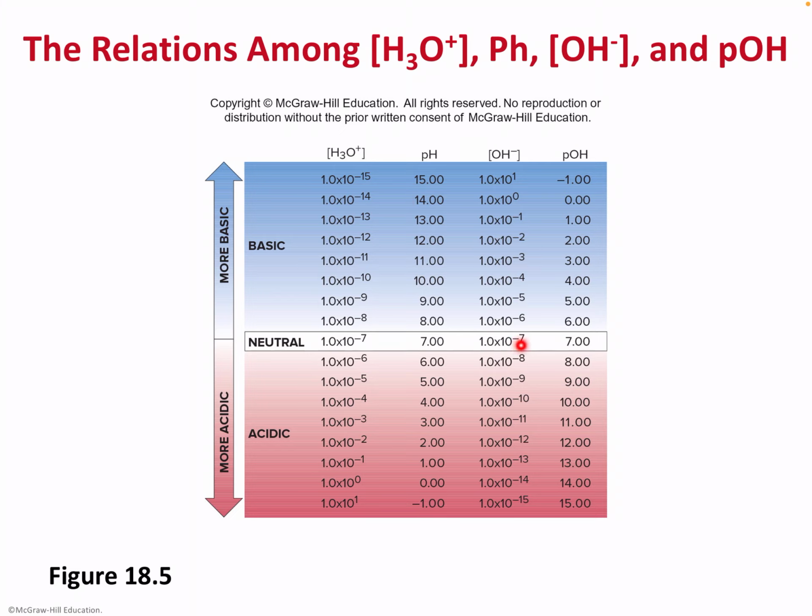Okay. And in a basic solution, hydroxide ion increases. You see it increases. What about the pOH? pOH decreases. Similarly, in acidic solution, you can see hydronium ion going to increase, right? It's going to increase. What about the pH? pH decreases. Hydroxide ions decreases and then the pOH increases. pH decreases, pOH increases. Okay.